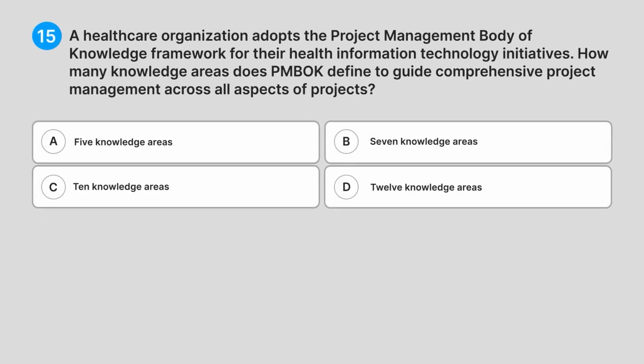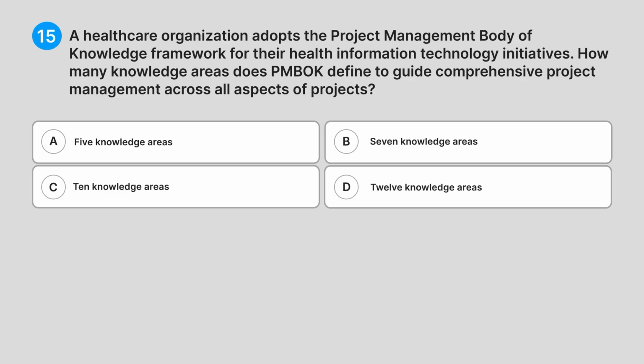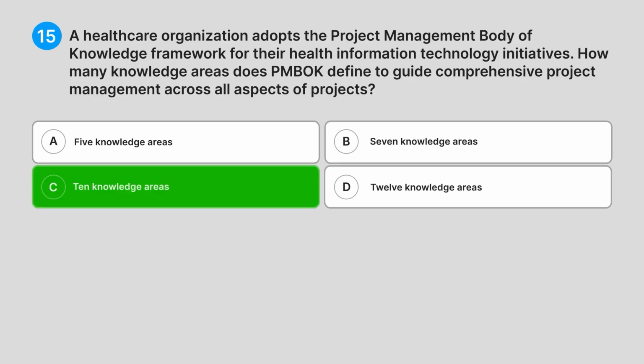15. A healthcare organisation adopts the Project Management Body of Knowledge framework for their health information technology initiatives. How many knowledge areas does PMBOK define to guide comprehensive project management across all aspects of projects? A. 5 knowledge areas. B. 7 knowledge areas. C. 10 knowledge areas. D. 12 knowledge areas. Can you guess the answer? Correct answer, C. 10 knowledge areas.